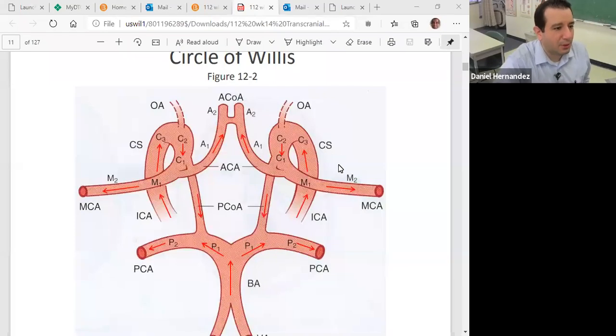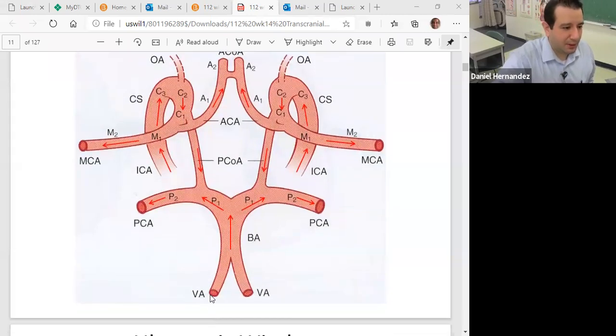So just a quick overview again for the circle of Willis. Our anterior circulation is fed by our internal carotid arteries on each side. Posterior circulation is fed by our vertebral arteries on both sides. So those are our two inflow channels. That's the two main pathways for blood flow getting to the brain, our internal carotid arteries and our vertebral arteries.